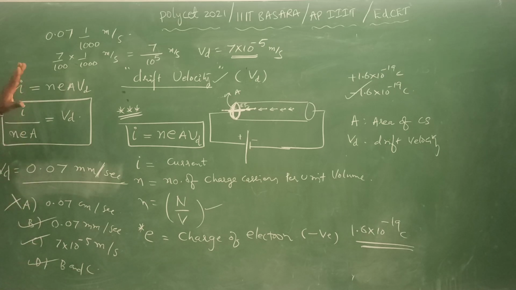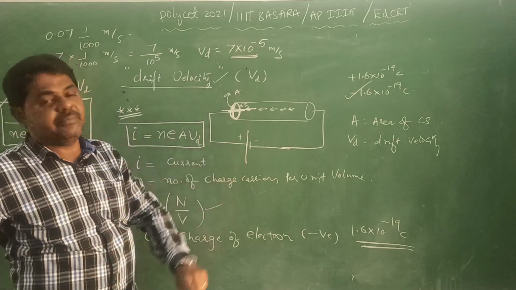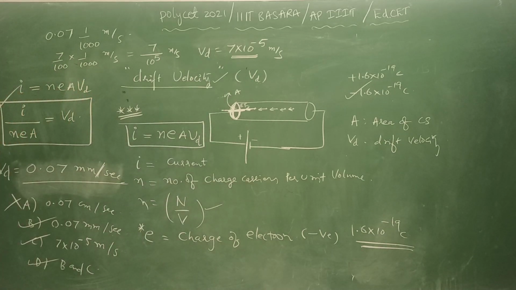So this is the question directly asked on the value of the drift velocity. The drift velocity of the electrons is 0.07 millimeter per second or 7 into 10 power minus 5 meter per second, right children?